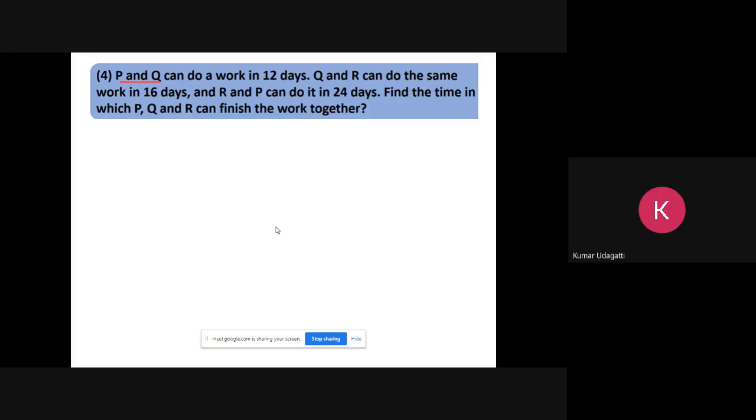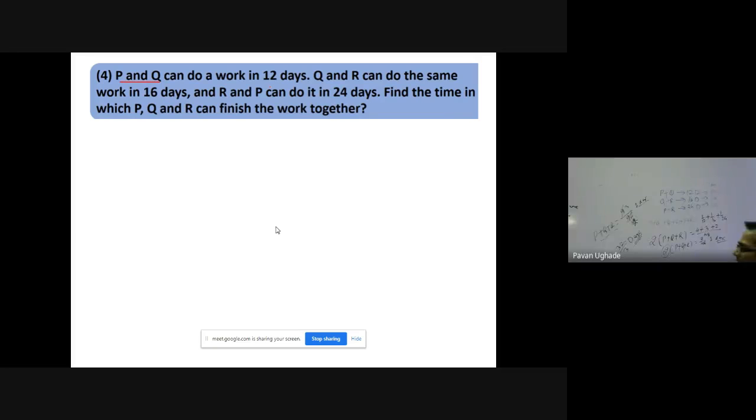Yes, 10 days. It's not exactly 10, it is 10 point something, since 32 by 3 is quite less than the sum of these, because here only P and Q are working, here Q and R, here P and R. There is no combination where all three are working together. Got it? So this is how you will solve the question and get the answers.